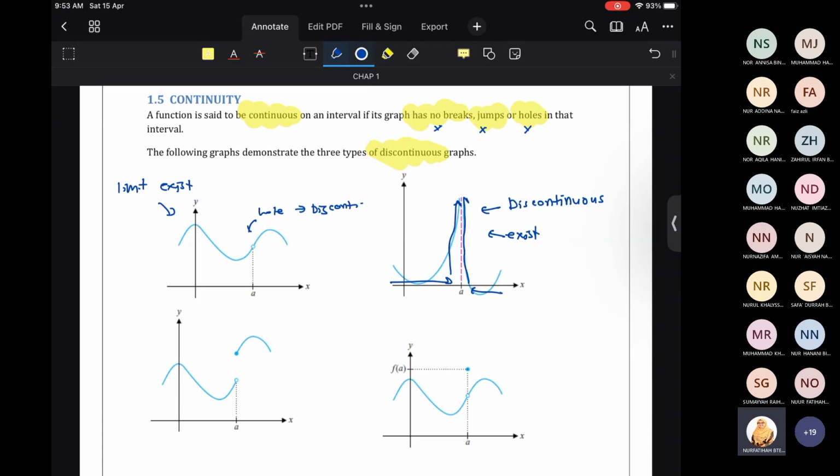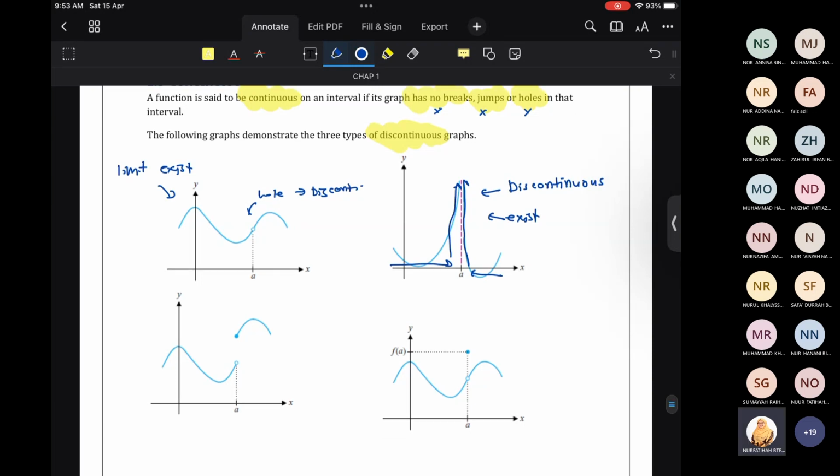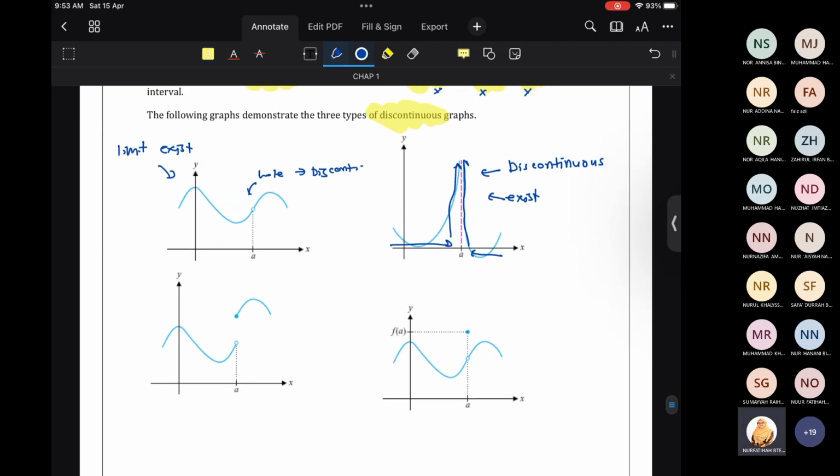The B one, the third one here. Discontinuous. But does the limit exist? No. The limit does not exist. Why does it not exist? Because we have a jump. Okay, we have a jump here.